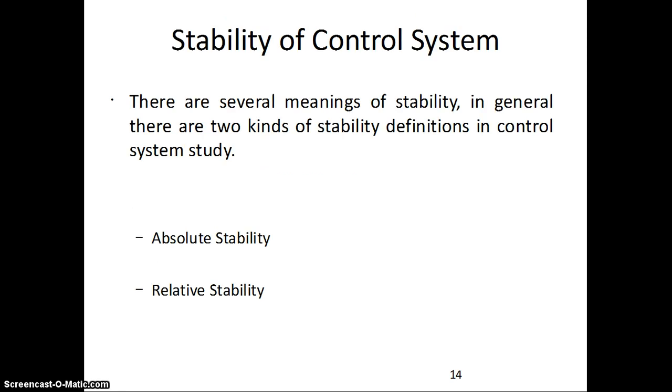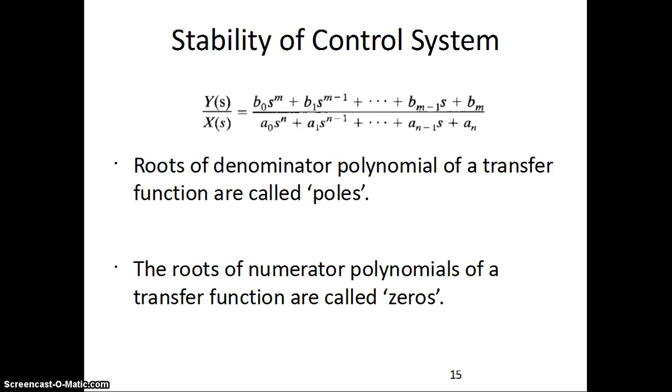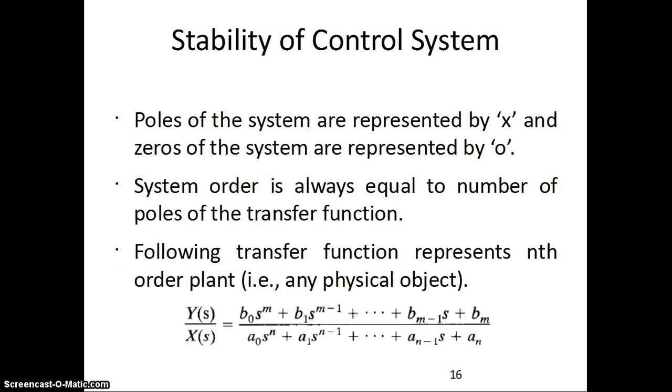There are several meanings of stability. In general, there are two kinds of stability definitions in control system study: absolute stability and relative stability. And we can express the stability of the control system like p of s by x of s. Roots of the denominator polynomial of the transfer function are called poles, and the roots of the numerator polynomial of the transfer function are called zeros. The poles of the system are represented by x, and zeros of the system are represented by o. The system order is always equal to the number of poles of the transfer function. Here the following transfer function represents the nth order system, y of s by x of s.